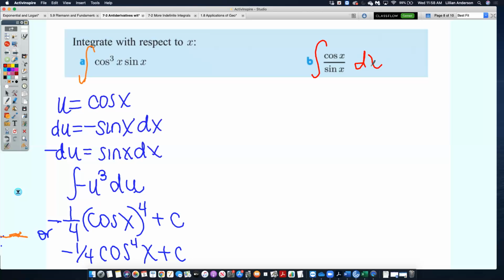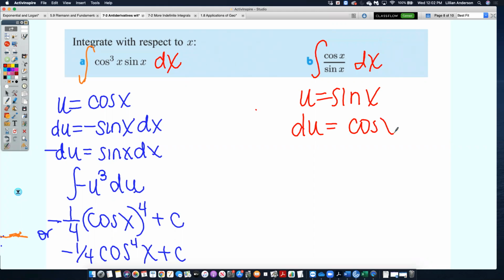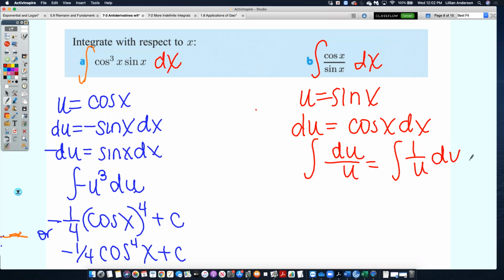Try B, using u substitution. What did you make u? Sine. That probably would have been the easiest route, because then du is going to equal cosine x dx. So when you rewrite it, it becomes du over u, which is the same thing as 1 over u du. The antiderivative of that is ln of the absolute value of u plus c. Plug u back in to get the ln absolute value of sine x plus c.